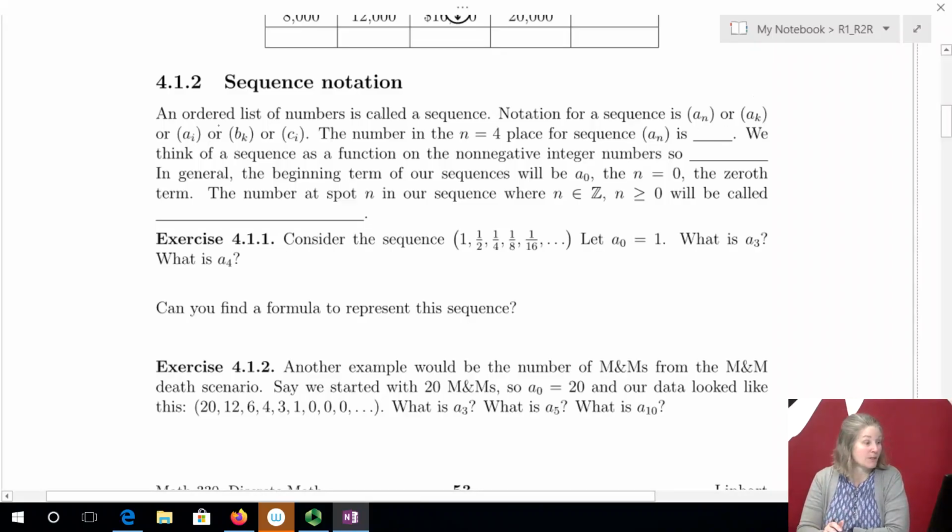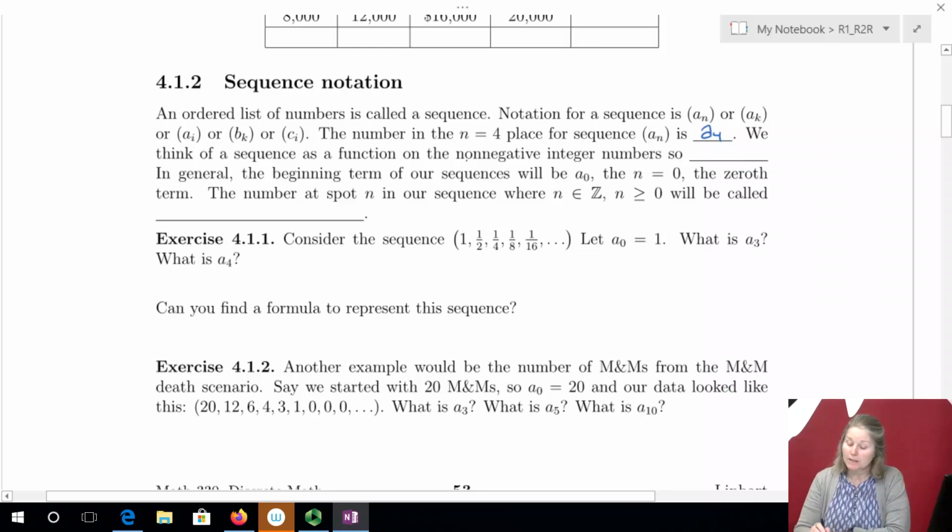Sometimes we also represent it with an a, so we could use a sub i. We don't have to use a to represent our sequence. We could use b or c, so we could also use b sub k or c sub i. The number in the n equals 4 place for sequence a n would be the a sub 4 number, so it's a subscript.